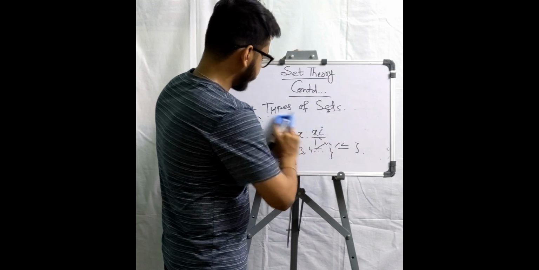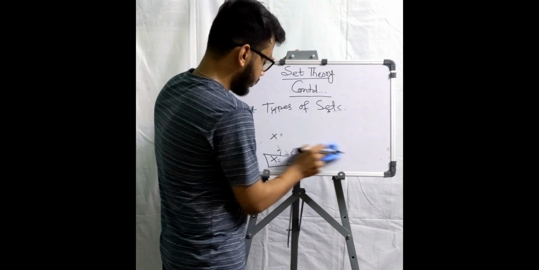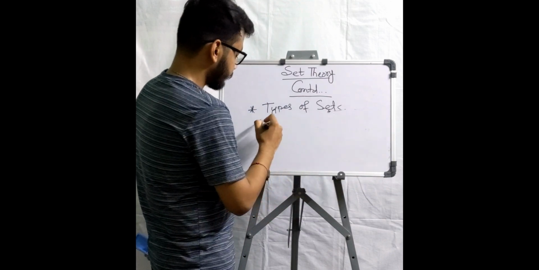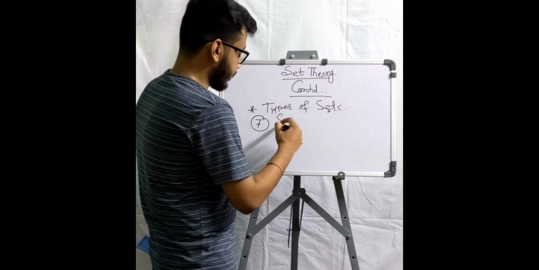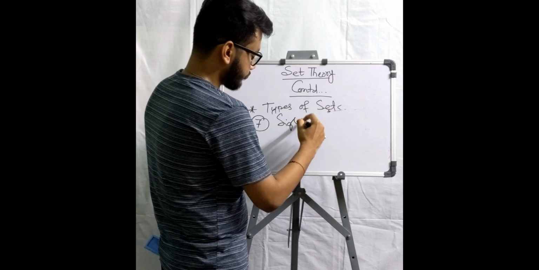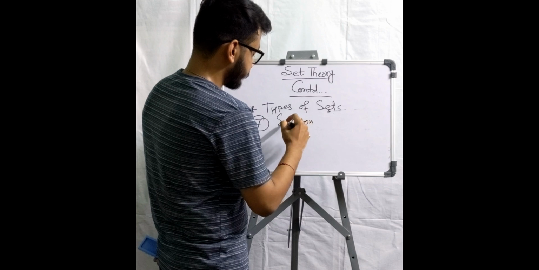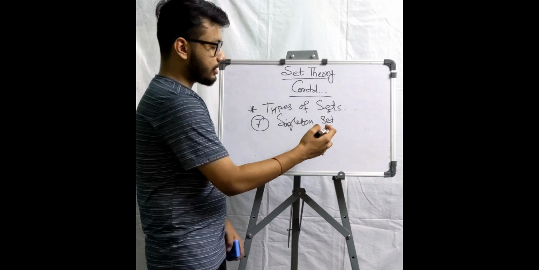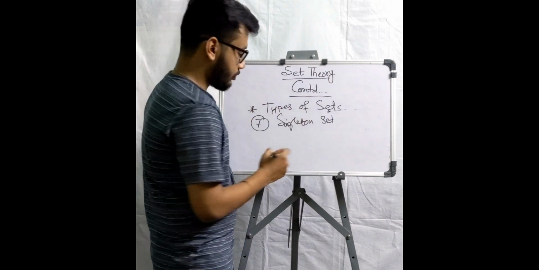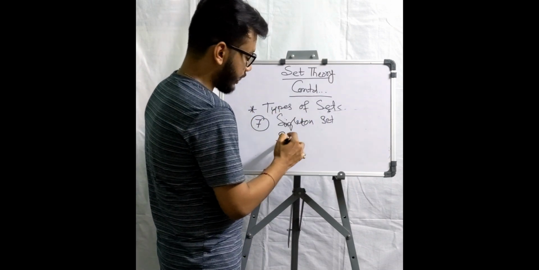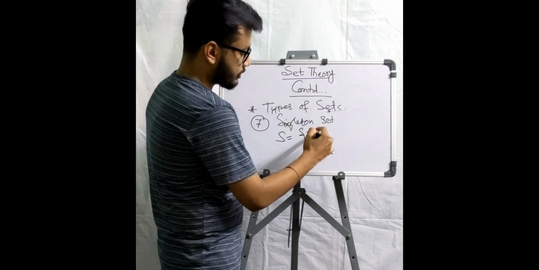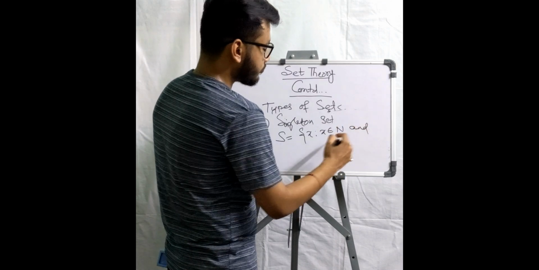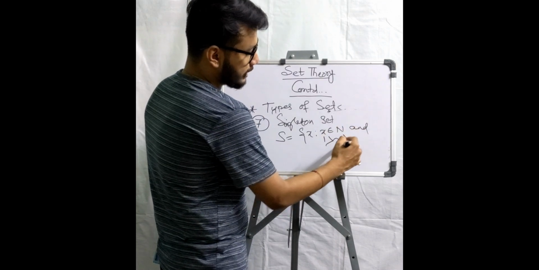And lastly, we need to understand what we mean by a singleton set. A singleton set is nothing but a set which consists of only one element. For example, I write a set S where x such that x belongs to natural numbers and x is greater than 1 but less than 3.